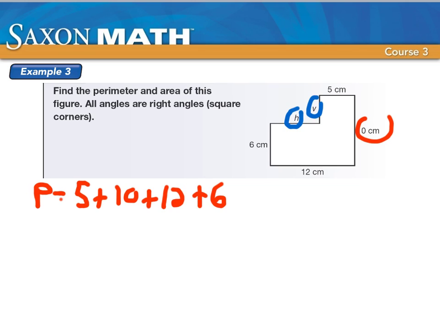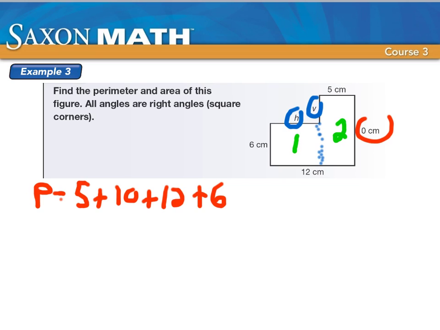Well, if we look, we don't even have a rectangle like we're used to. But what I could do is I could take this shape and split it into two rectangles. And here's one way I could do that. Okay? So that gives me a rectangle right here and a rectangle right here. We'll name those rectangles 1 and 2 for now. Okay?